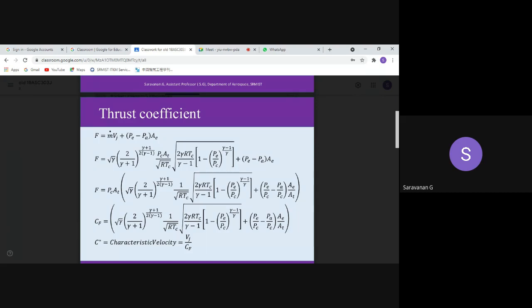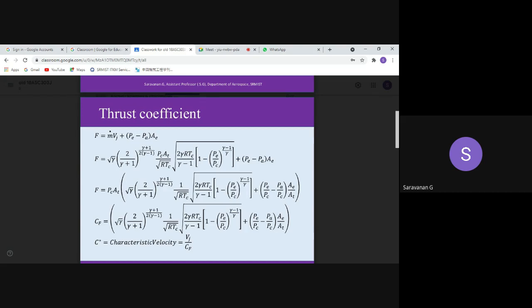expression F equals m dot into Vj plus (P minus Pa) into Ae. Here P minus Pa is as it is, and I am substituting for m dot into Vj. The Vj formula we discussed in the last class on nozzle expansion ratio: root of 2 gamma R Tc by gamma minus 1 into 1 minus P by Pc to the power gamma minus 1 by gamma. That is the Vj velocity.